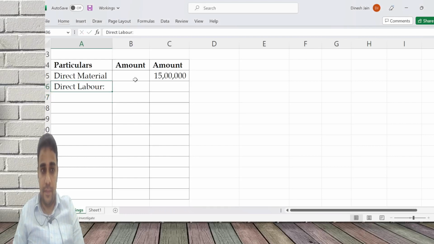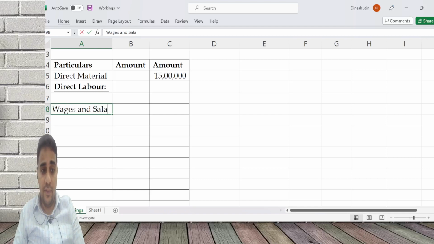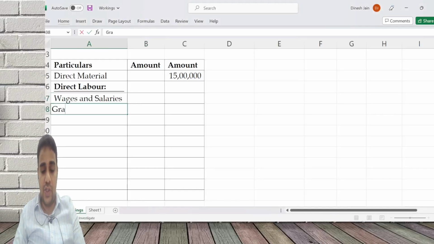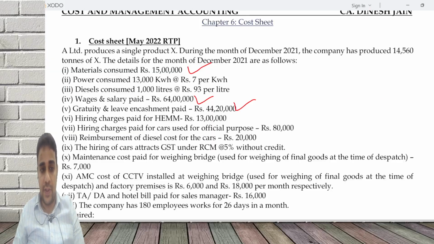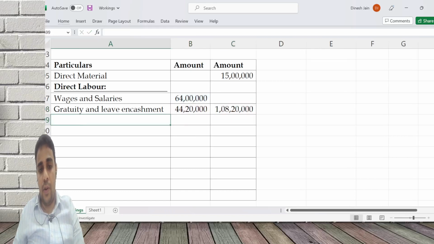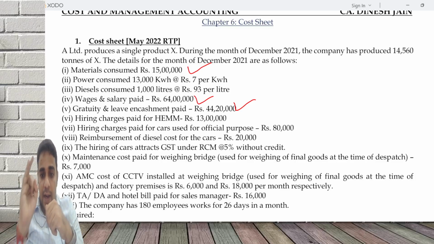Direct labor. Direct material of 15 lakhs is considered. Direct labor: wages and salaries, and the gratuity and leave encashment. That is also part of employee salary only. So wages and salary is 64 lakhs, 44 lakh 20,000, total 1 crore 8 lakh 20,000, 1,08,20,000. As far as direct material and direct labor are concerned, wages and salary is considered, and gratuity and leave encashment is considered.